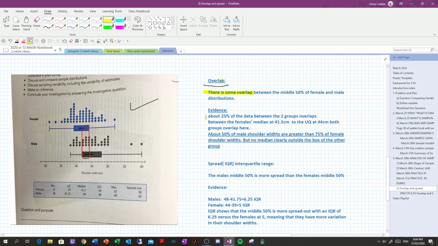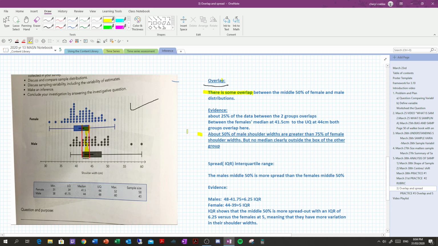And then you have to talk about the evidence. Well, why are you saying that? If my eyes were closed and I couldn't see the box plots, then I have to describe exactly what I'm seeing. About 25% of the data between the two groups overlaps, right? So that's this area in here. That's about a 25% overlap. And then you can talk about the females' median, which is 41.5, right, which is here, and the upper quartile at 44. So that's where the overlap happens, between 41.5 and 44.